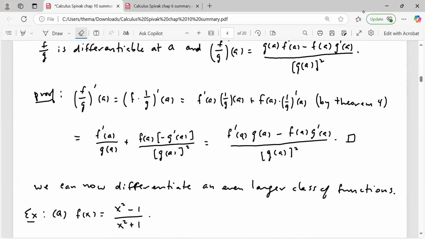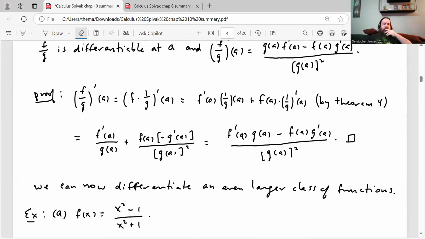All right. So here's the proof. Take the limit of the difference quotient. Sorry, we don't have to use the definition here. We can write f over g as f times 1 over g, and then just use the product rule and the previous theorem. So you just get what you need when you simplify everything at the end.